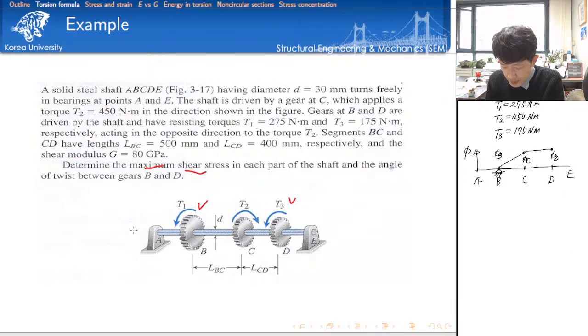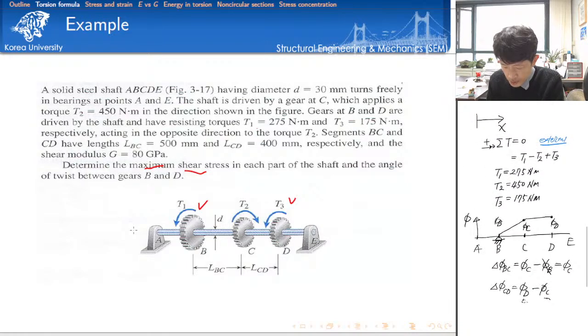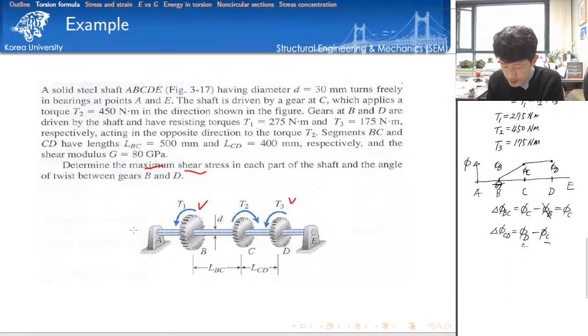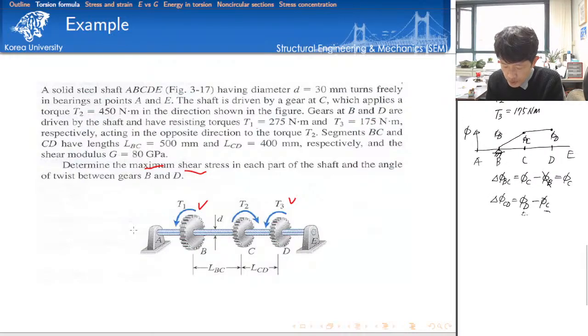So make sure that the change of angle of twist of the BC segment is equal to phi C minus phi B. But make sure that because of the boundary condition, phi B is equal to 0. This is phi C. And the change in angle of twist in the CD segment is equal to phi D minus phi C. The order of these quantities is because of the choice of this coordinate system.